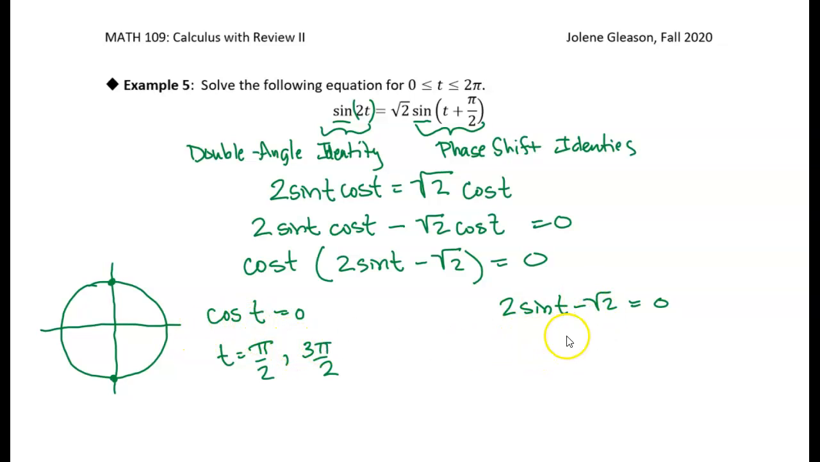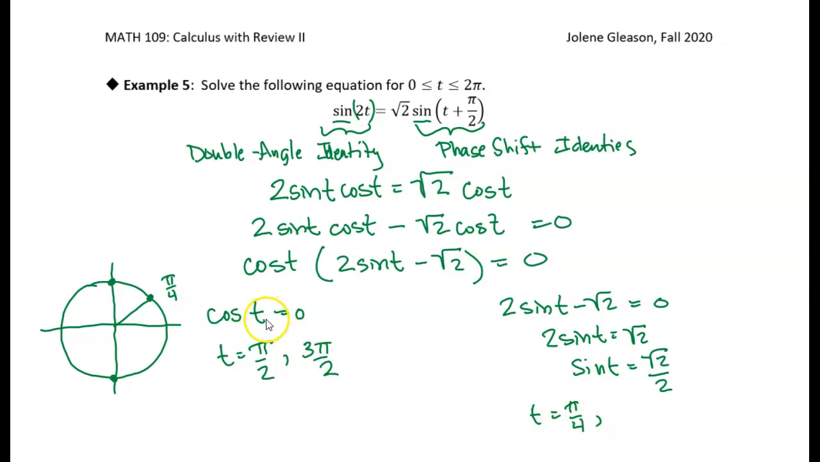On this side, I need to do a little algebra. I'm going to add square root of 2 to both sides. So I get 2 sine of t is equal to the square root of 2. And then I can divide both sides by 2, and I get sine of t is equal to the square root of 2 over 2. Now I know that that happens at 45 degrees, which is pi over 4. So at pi over 4, that is one of the solutions to my equation. So t equals pi over 4.